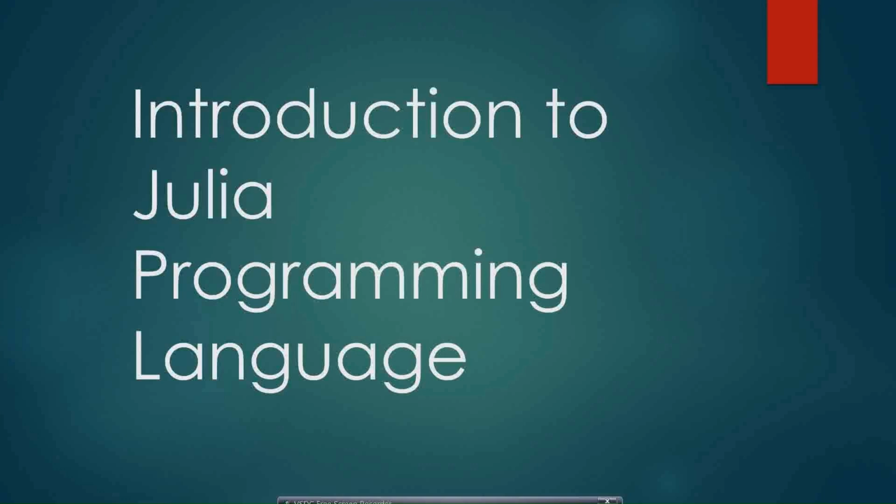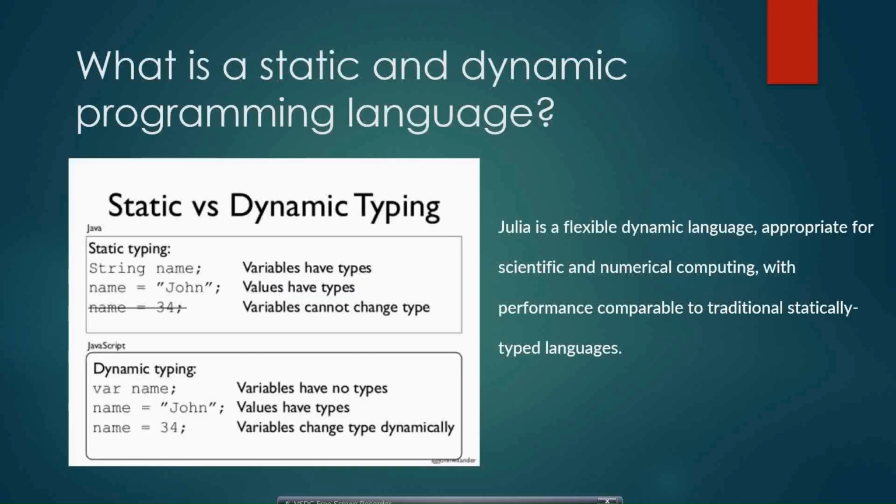Before moving to what the Julia programming language is, what it does, and how it is different from other programming languages, we need to know a few basic things about a programming language to give a proper introduction about Julia. So first we'll see what a static programming language and a dynamic programming language is. As you can see in the picture, a static programming language is okay.